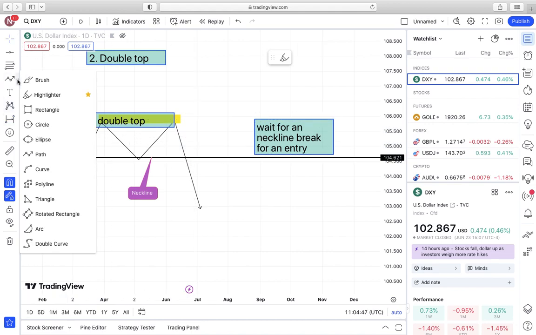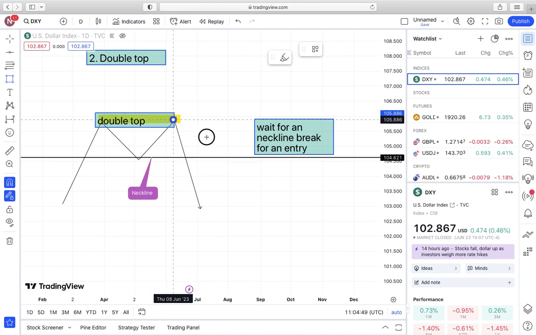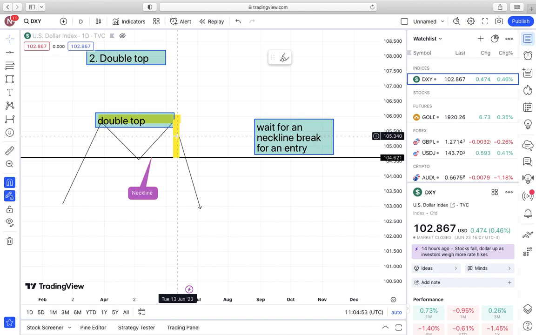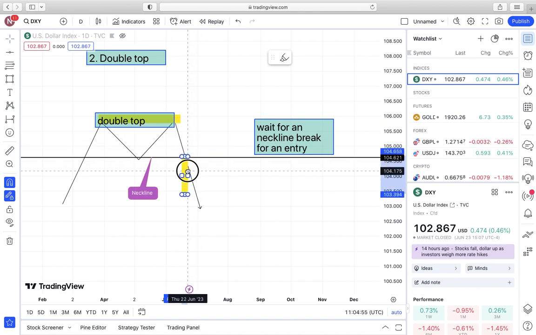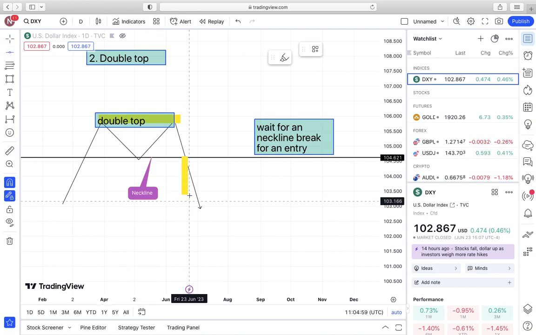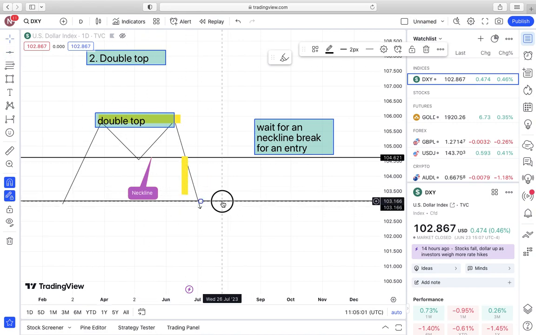Let me show you how to measure it. Yes, we come here, measure the distance from the top to the neckline. Then you can measure the same distance again after the breakout, which means your take profit is guaranteed. I'm talking about the guaranteed take profit.